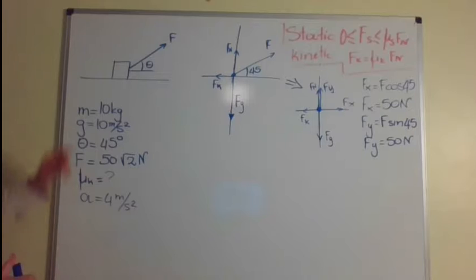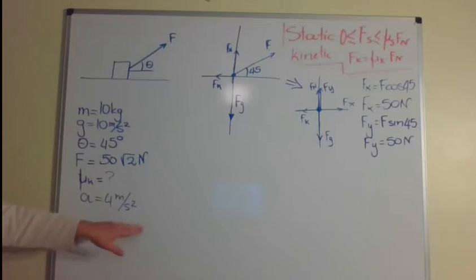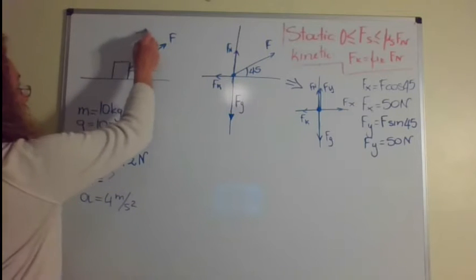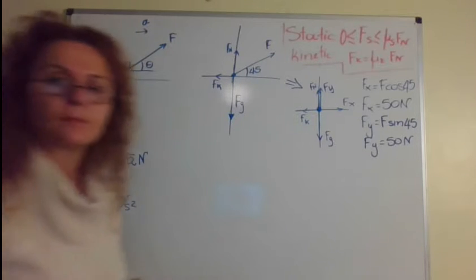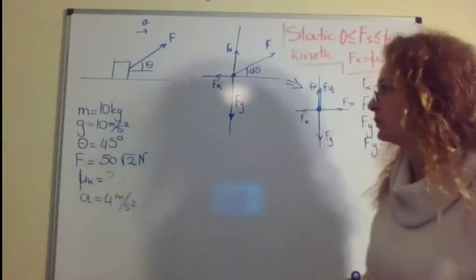Okay, so we have a mass of 10 kilograms, it's a box, and we apply a force of 50 square root 2 newtons at an angle of 45 degrees. And we find that the object accelerates to the right with an acceleration of 4 meters per second squared. And I want to find the coefficient of kinetic friction.